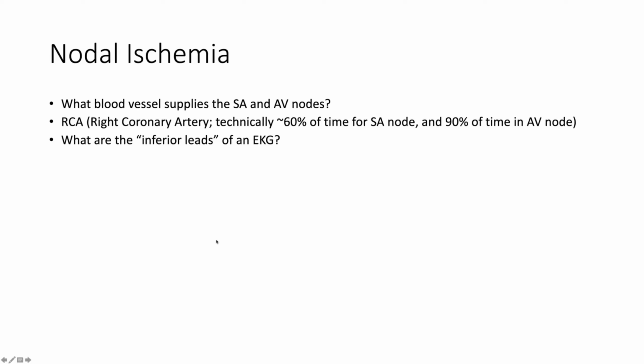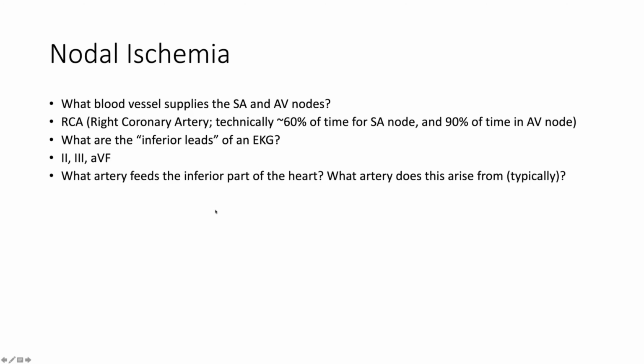Pooja, what are the inferior leads of an EKG? 2, 3, and AVF. Boom. Yeah, 2, 3, AVF. Good. Sebastian, what artery feeds the inferior part of the heart, and what artery does this, at least typically, arise from? The inferior part of the heart is going to be perfused by the posterior interventricular artery, which is a continuation of the right coronary artery.